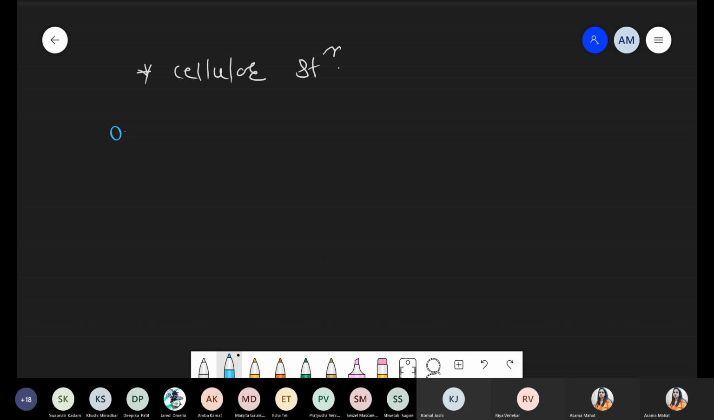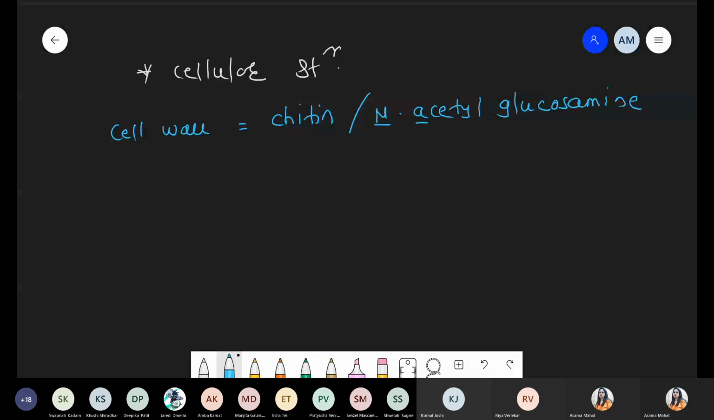Under the cellular structure, there is a presence of the typical structure: the cell wall, the boundary of the cell, and that cell wall is made up of the material chitin. And you know chitin is also called N-acetyl glucosamine or glucosamine. N-acetyl glucosamine, NAG, simply these are represented as NAG.